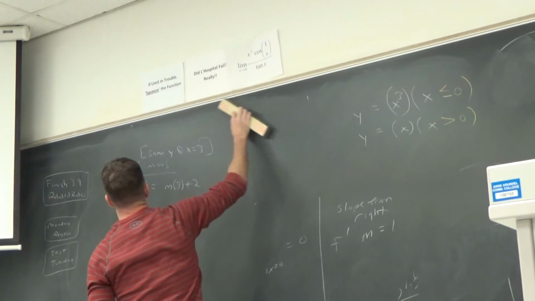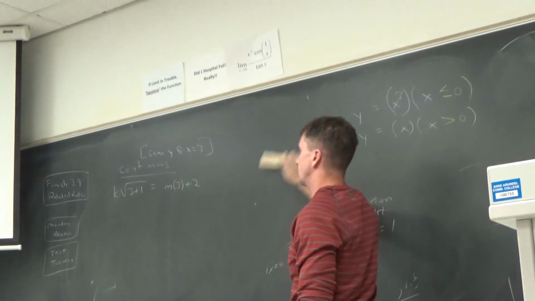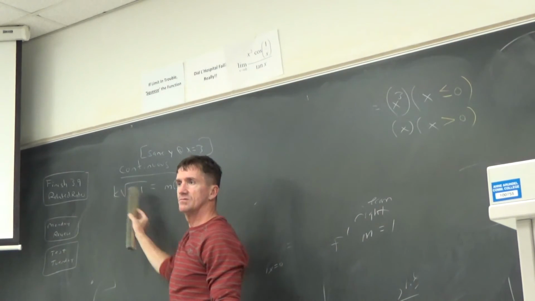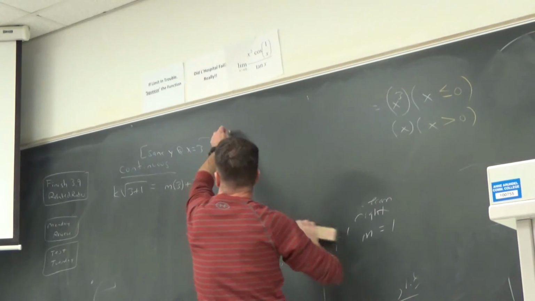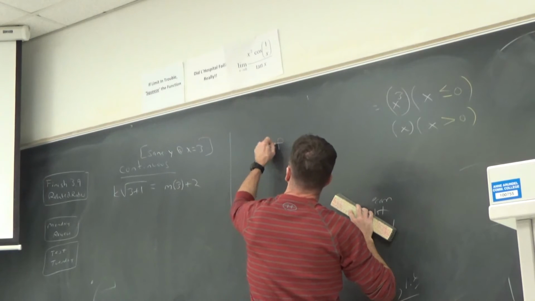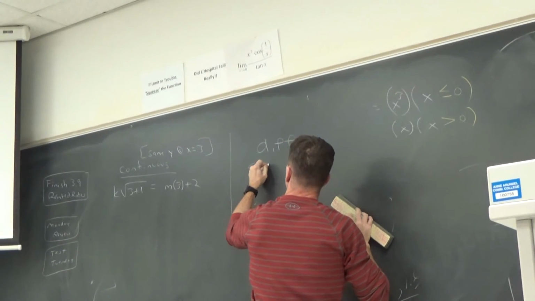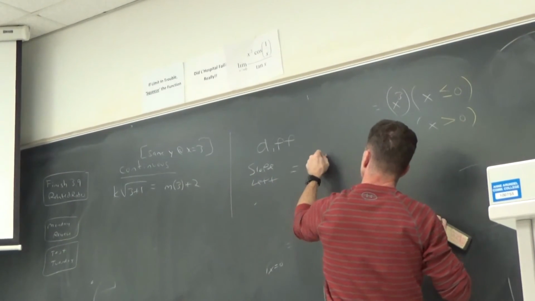Now, we took care of that. Do you notice, everyone, you've got an equation with 2 different variables? So then we move on and look at differentiability. To be differentiable, we know the slope from the left must equal the slope from the right.